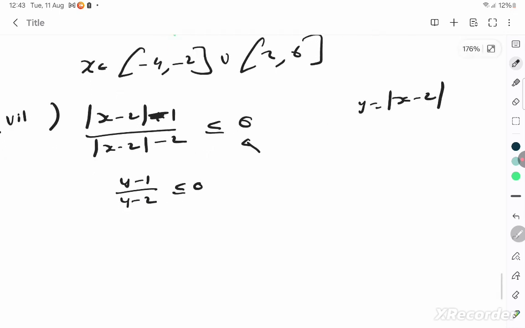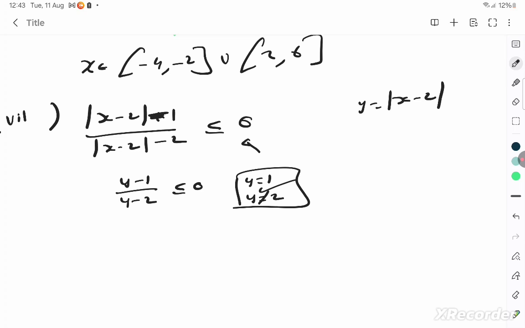So what do you know? If this has to be lesser than or equal to 0, it means always a negative value or 0, correct? The numerator can be 0, which means y can be equal to 1 is allowed. And the denominator cannot be 0 because it will become infinity. These are the two conditions we already know. Y can be equal to 1, but y cannot be equal to 2. This is a necessary condition because the denominator cannot be 0, while the numerator can be 0.